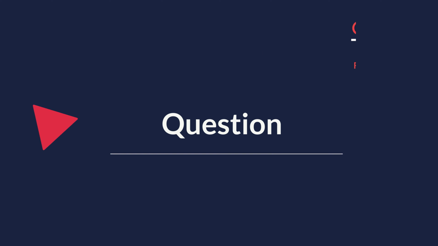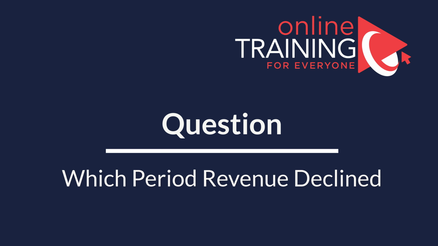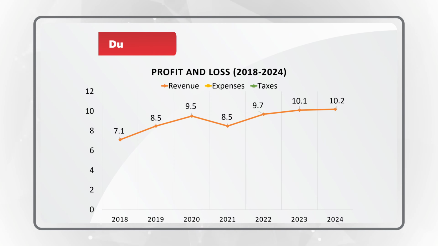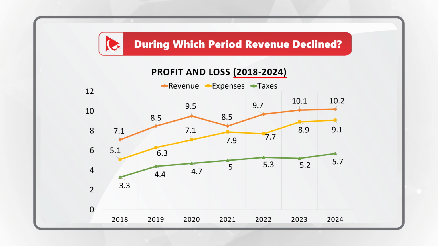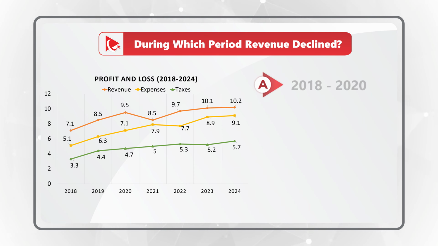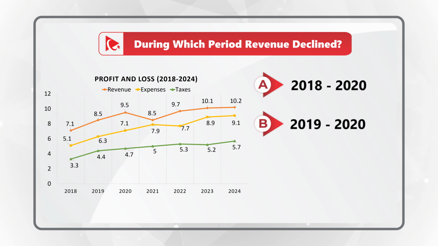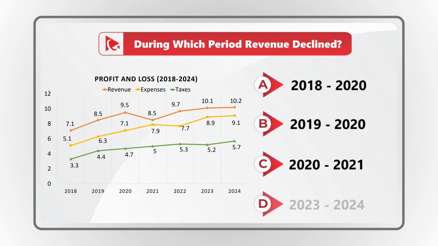And now it's time for you to practice your skills to see if you can come up with the answer. You're presented with a chart of profit and loss between the period of 2018 and 2024. The chart shows revenue, expenses, and taxes. And you need to determine during which period revenue declined. You have 4 different choices to choose from: choice A, 2018 to 2020, choice B, 2019 to 2020, choice C, 2020 to 2021, and then choice D, 2023 to 2024.